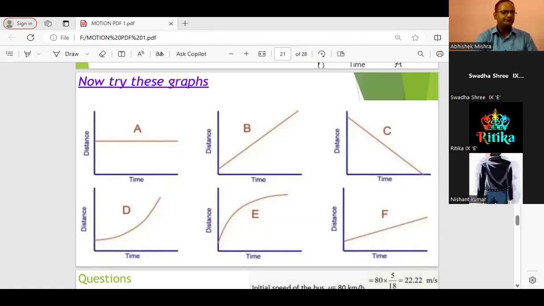I repeat my question. The odometer of a car reads 2000 kilometer at the start of a trip and 2400 kilometer at the end of the trip. If the trip took 8 hours, calculate the average speed of the car in kilometer per hour and meter per second. All the students will solve this question and then I will enable your videos and you will show the solution to me.